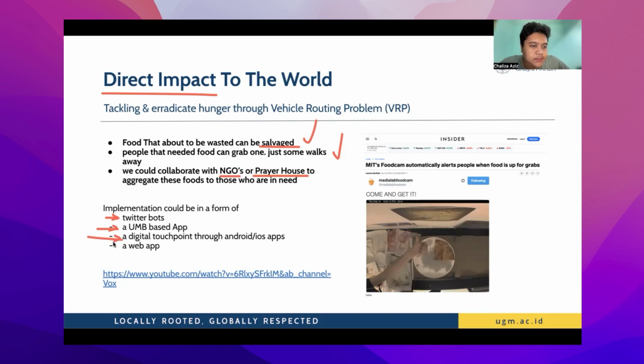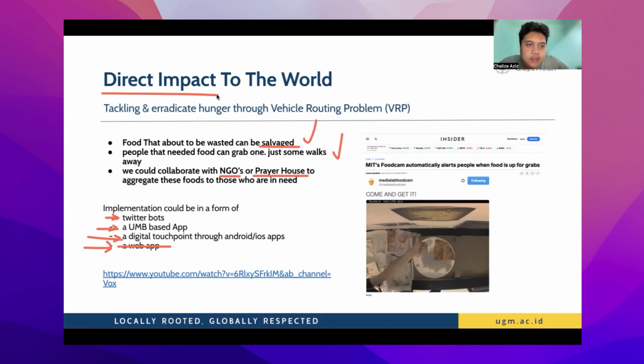Also, one of the most proper digital touch points is an Android or iOS app. I think it's going to be better. People can access it directly, people who have food can report, people who need food can find, and they can also easily access the address through a map integrated in the app. It could also be in the form of a web app, but I think it's not really the best practice or that practical. But hey, it's also an option.